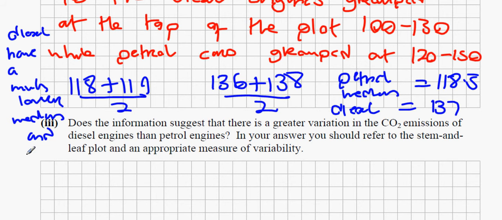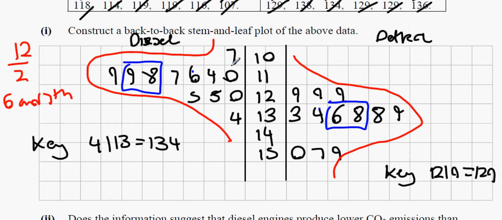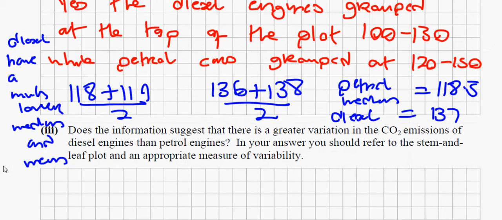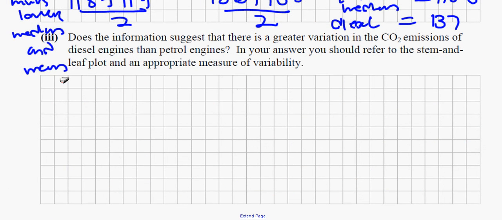So you could add them all up, add up all 12 and divide by 12, and you'll see that the diesel mean is lower than the petrol mean. Okay, so you can do any choice you want. Just mention the median and the mean, and that'll pretty much guarantee your marks.